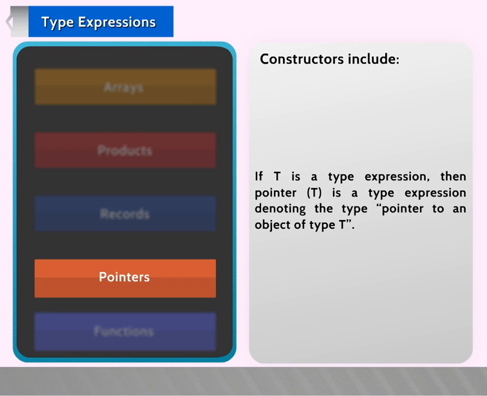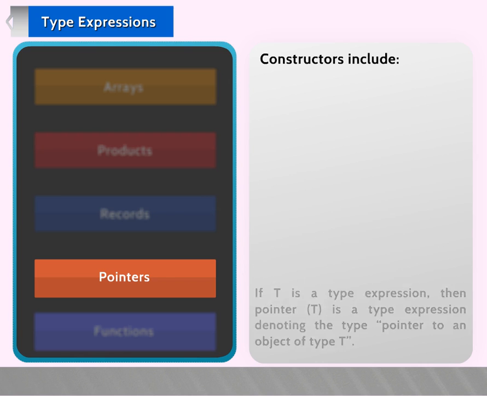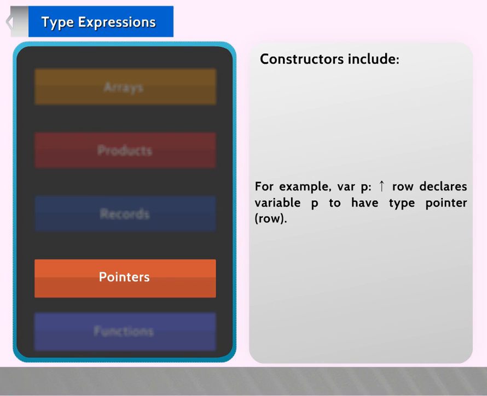Pointers. If T is a type expression, then pointer(T) is a type expression denoting the type pointer to an object of type T. For example, var p: ^row declares variable p to have type pointer(row).